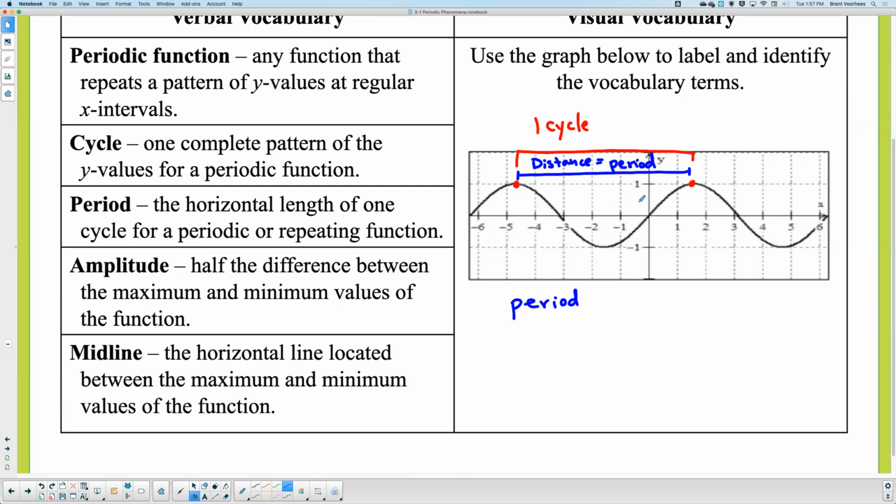Negative 4.75. And where does this one look like it's approximately? 1.5. If you add them up, you'd get the distance. Now, I actually know what this is because I know the graph is sine. And I want to show you, you can actually find the period at any different place. I'm going to go from here to here.